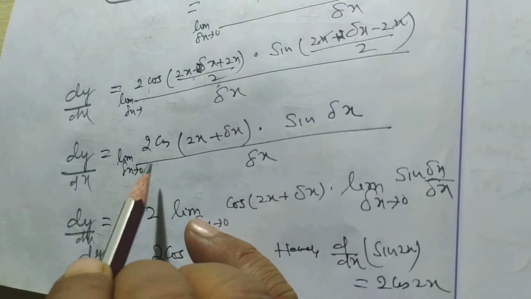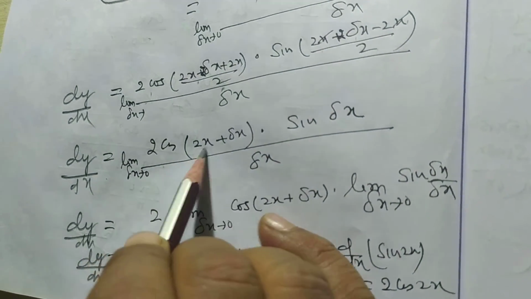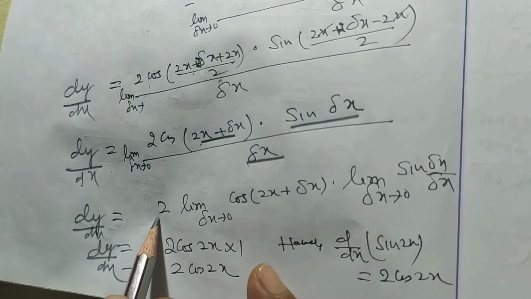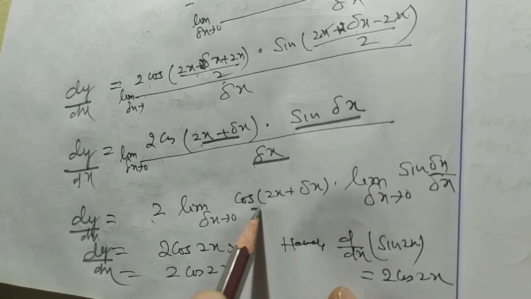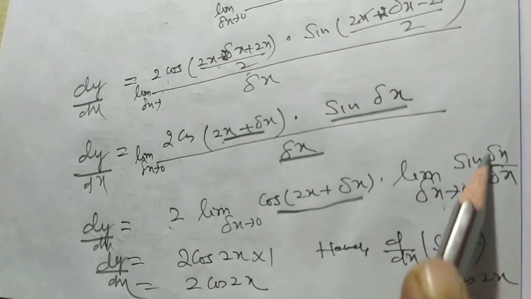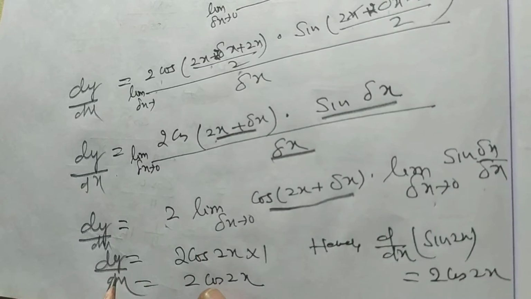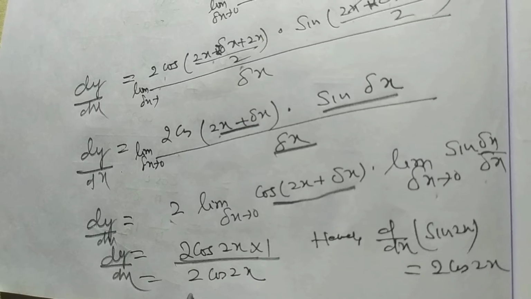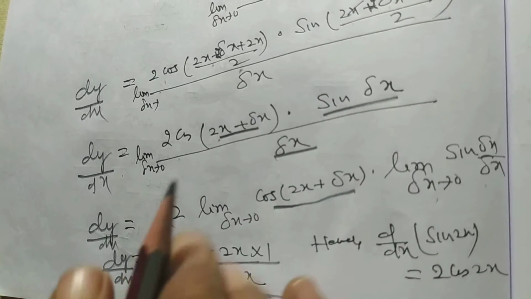So limit delta x tends to 0, 2 cos (2x plus delta x) into sin delta x by delta x. Now we have 2 into limit delta x tends to 0 of cos (2x plus delta x), into limit delta x tends to 0 of sin delta x by delta x. So my dear student, dy by dx is equal to twice cos 2x into 1, that is twice cos 2x.